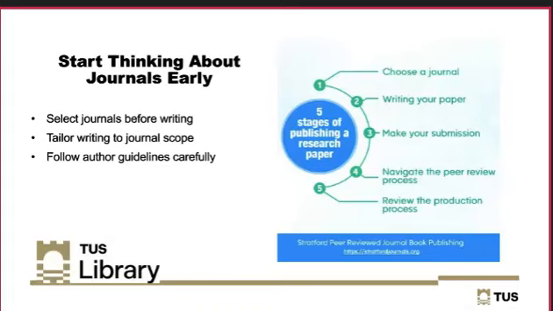So start thinking about your journal early. Select journals before writing, tailor your writing to the journal scope, and follow author guidelines. A common mistake is waiting until the manuscript is complete before considering journals. Ideally, journal selection should happen early in the writing process. This allows you to tailor your article to the journal scope, formatting requirements, and audience expectations. Always review the author guidelines carefully before submission.